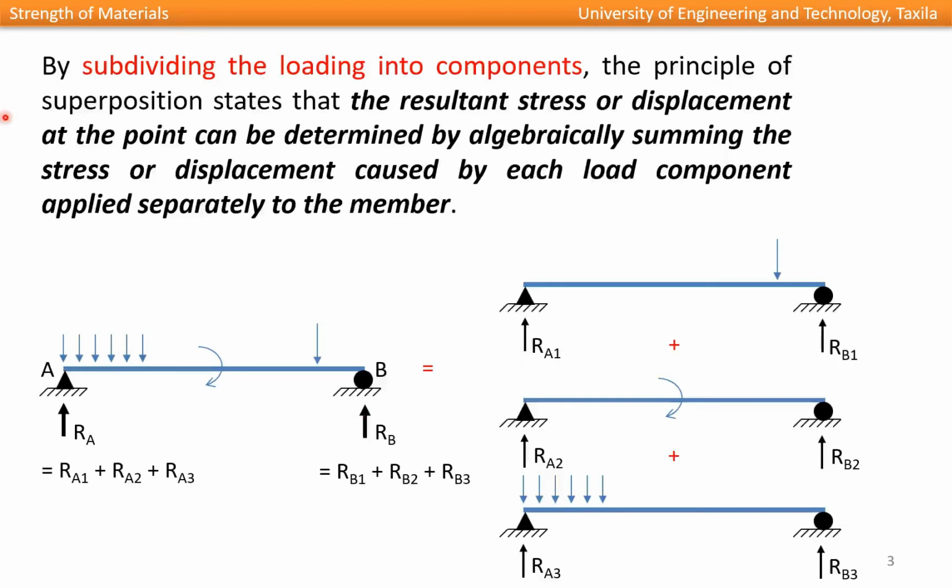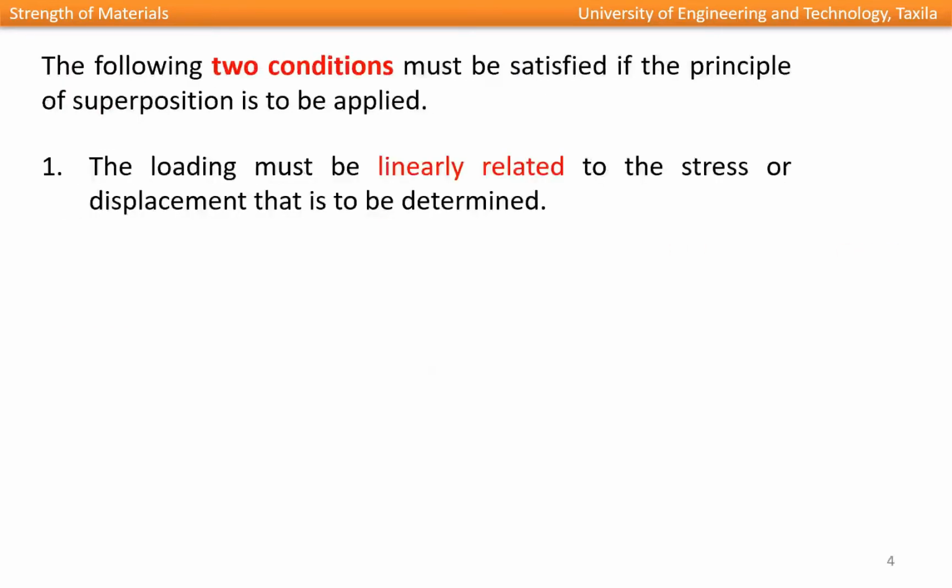Similarly, we can find the deflections, shear force, or bending moment at any location in this beam by using this concept of the law of superposition. To apply this law of superposition, we must fulfill two conditions. The first is that the loading must be linearly related to the stress or displacement that is to be determined. It means that Hooke's law should be valid.